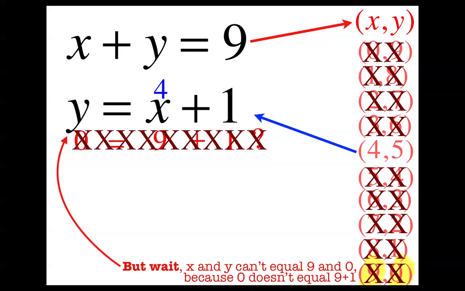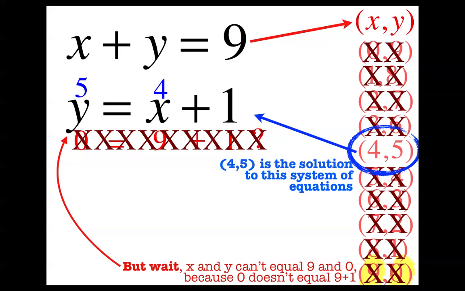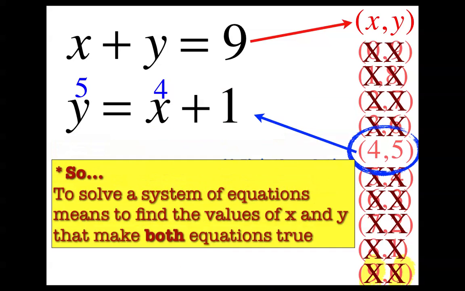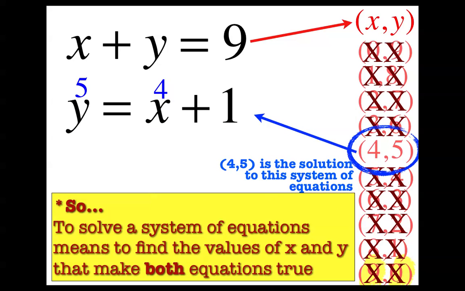one that works, because when you plug a 4 in for x, 4 plus 1 actually does come out to 5. Therefore, 4 comma 5 is the solution. It's the actual combination of numbers that works for both equations. Okay? So, the moral of the story here is to solve a system of equations means to find the values of x and y that make both equations true.